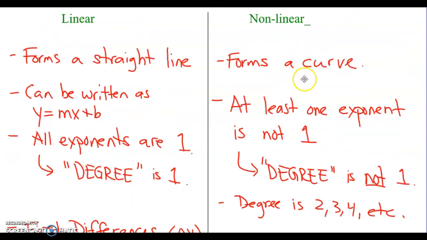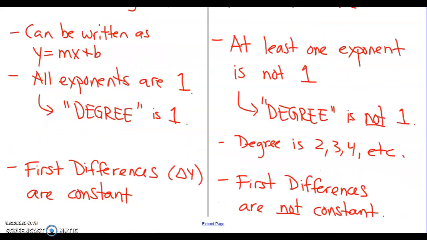If we analyze a nonlinear relation, when I draw the graph, I will see a curve as opposed to a straight line. At least one of the exponents in our equation will not be 1. So in the above example, x had an exponent of 3. So that means that our degree is not 1. In the above example, our degree would have been 3 because 3 is the exponent on x. When I create my table of values and calculate that third column, the first differences, I see that they are not constant whenever I have a relation that is not linear.